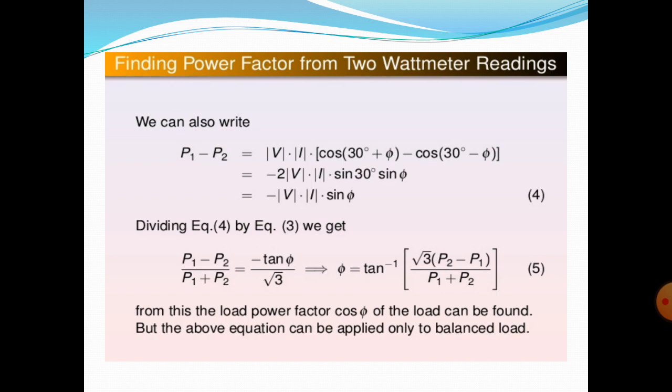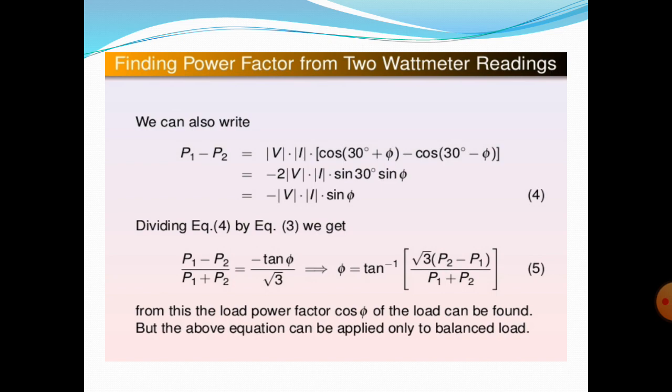And next, we can also write the equation P1 minus P2. So we have to substitute the values of P1 and P2. Finally we get minus V into I into sin phi. So dividing equation 4 by equation 3, finally we get (P1 minus P2) divided by (P1 plus P2) is equal to minus tan phi divided by root 3. So phi is equal to tan inverse of root 3 into (P2 minus P1) divided by (P1 plus P2).